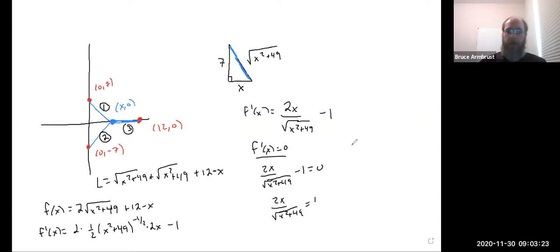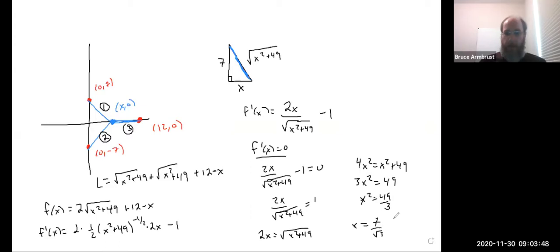Now I can cross multiply. Now I'll square both sides to get rid of my square root. It gives me 3x squared equals 49. x squared is 49 thirds, or x is 7 over root 3, or if you'd rather, 7 root 3 over 3. So there's our critical point. So that's what's going to go in our second box.